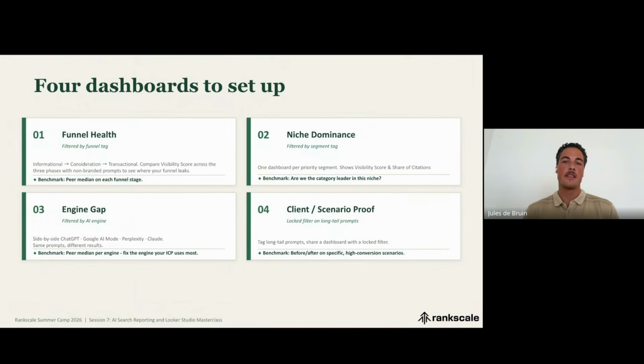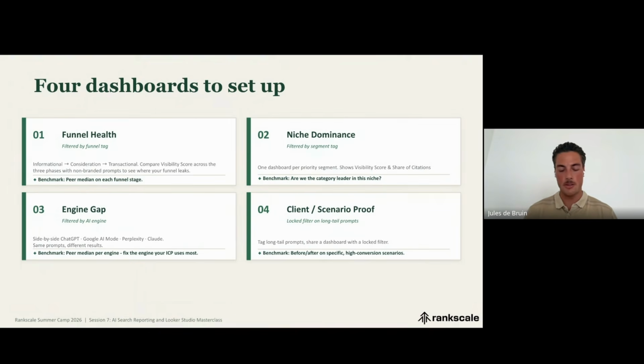Here are 4 dashboards that, in my opinion, are always interesting to set up. First of all is the funnel health. I think this is quite a hygienic thing. Then niche dominance. It is way easier to dominate a niche than to dominate an entire segment, an entire category. If you are just starting out with AI search, just focus on the niches because there you can show your traction faster.